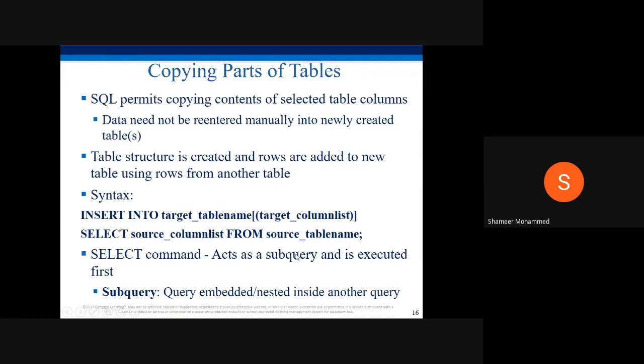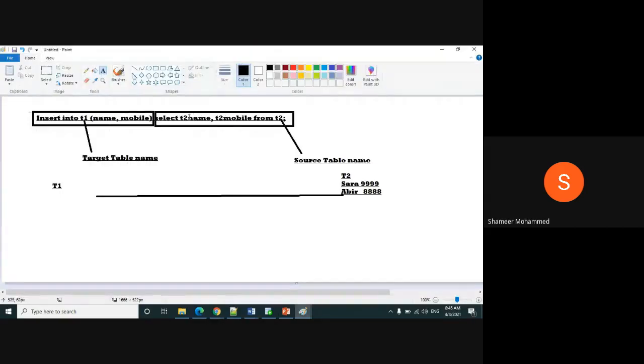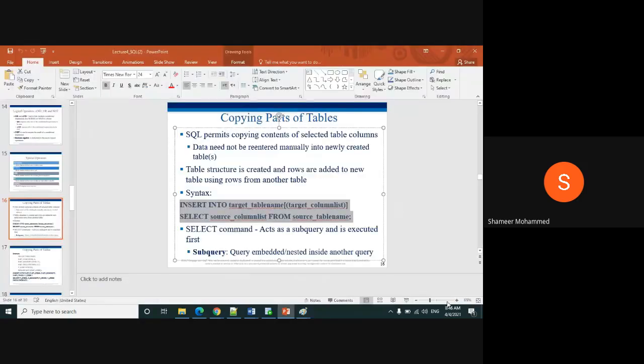So this is the select command. Select command is nothing but the subquery. So this is executed first, like I told you before. The select query is executed first, and the output you receive from there will be given as input to the outer query. So this is your subquery. The output it gives will act as input to this query. Understand this one, students? Inserting, copying part of the tables.